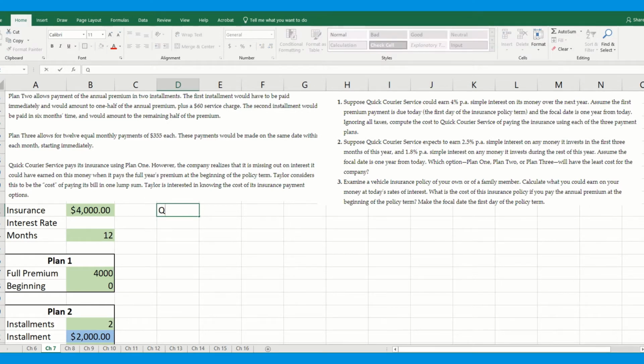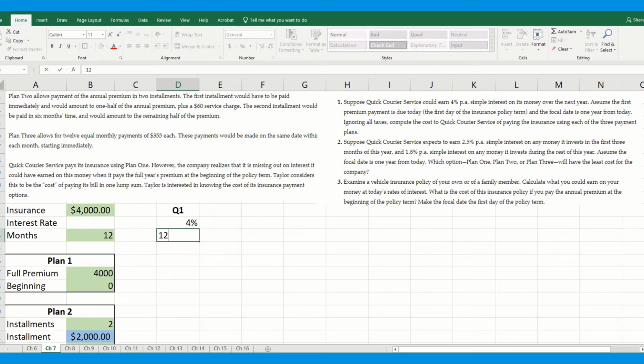Okay, so let's start with question 1. Oops, not that. Let's try that again. Question 1, I'm going to bold that because it's question 1. Maybe I'll center it too to make it look good. Okay, so the interest rate for them was 4%. So we have 4% per annum. And the first payment's due today, and it's 1 year from today. So we have 12 months. So I'll just put it on the months line.